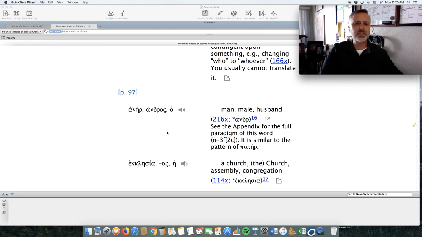Okay, this is a different word than anthropos. Anthropos is a little bit more of a generic term for man or mankind, but aner usually is not inclusive of different genders. Aner is typically male or man or husband.